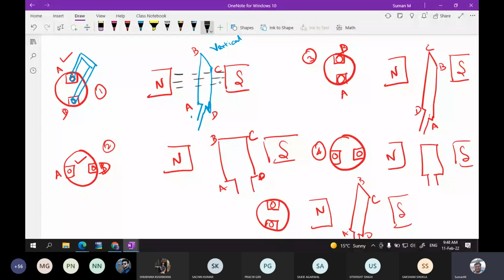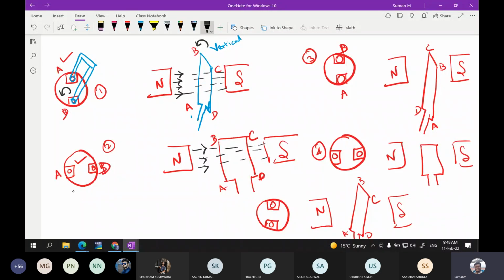Initially, we are having some flux lines. Those flux lines start from the North Pole and end at the South Pole. Then if this rotor is rotating in the anti-clockwise direction, after 90 degrees it will come to the horizontal position like this. Then after that, the conductors would be somewhat like this. This is for the second position.